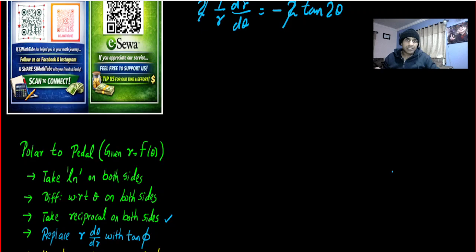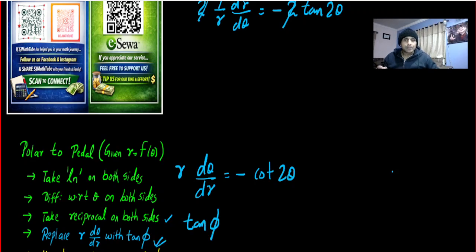What's the next step? Take reciprocal on both sides. The reciprocal of 1 by r is r, and the reciprocal of dr by d theta is d theta by dr. And the reciprocal of tan is cot. So now the next one. I have to replace this with tan phi. Don't forget. And minus cot 2 theta.